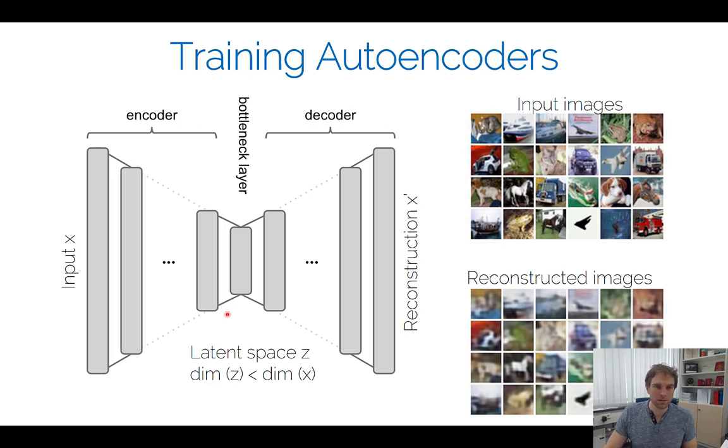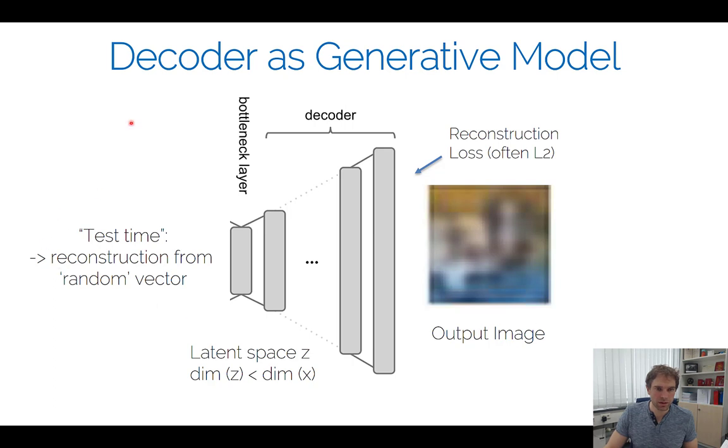Well, the idea is, we can train this autoencoder at training time with a training set, and then at test time, we're simply chopping off the encoder part, and now we just have a decoder. So this decoder was pre-trained in this case. And at test time, we just feed in random vectors here in the latent layer. And then we're hoping we're getting an original image as output again, right?